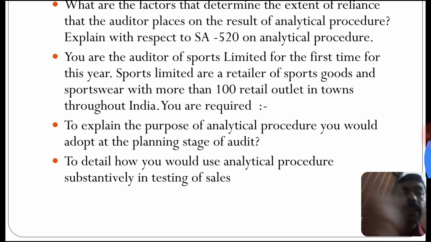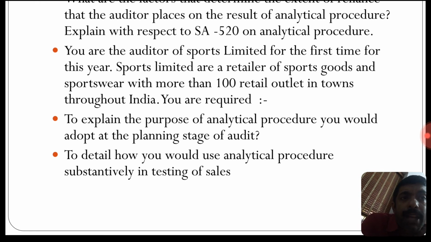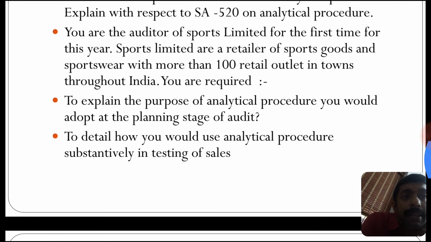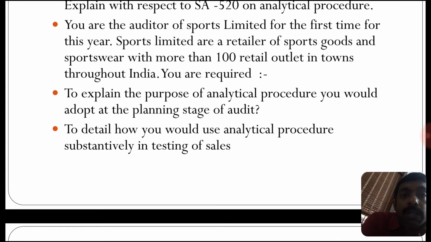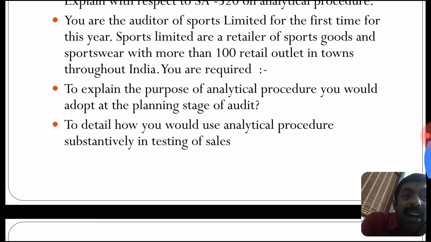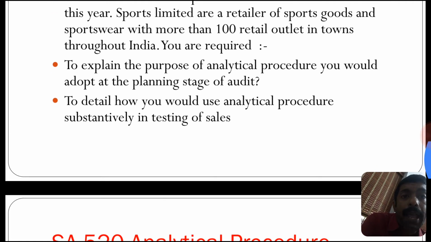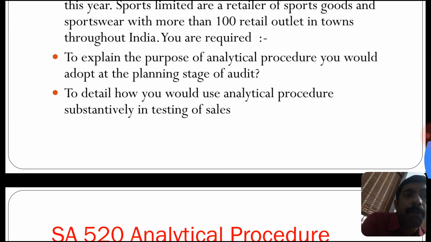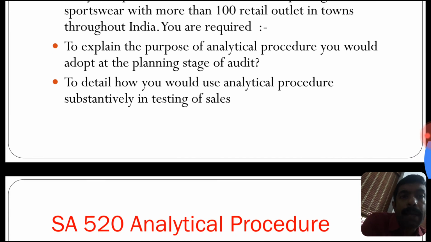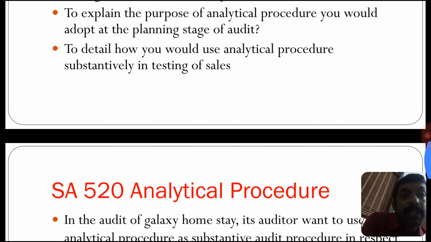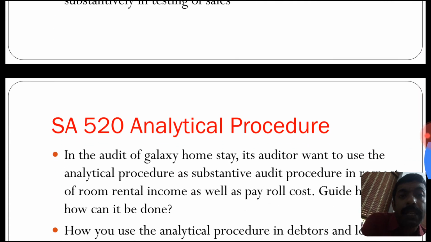You are the auditor of Sports Limited for the first time this year. Sports Limited is a retailer of sports goods and sportswear with more than 100 retail outlets in towns throughout India. You are required to explain the purpose of analytical procedure you would adopt at the planning stage of the audit, and to detail how you would use analytical procedure substantively in testing of sales.